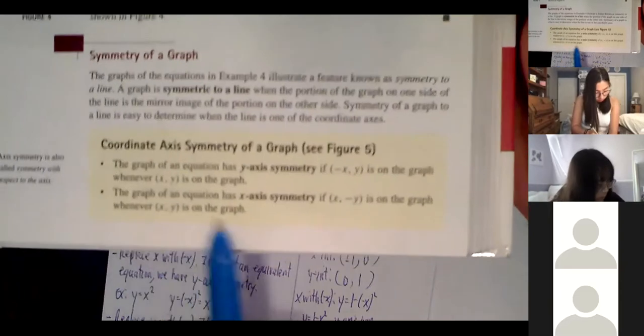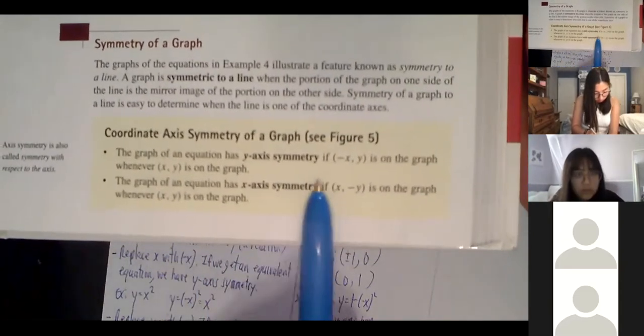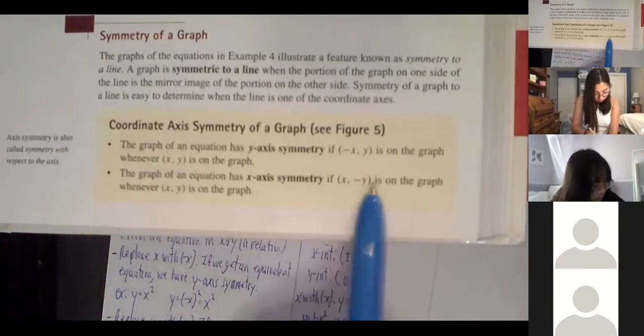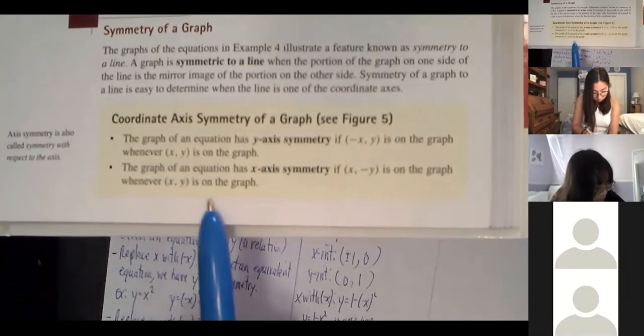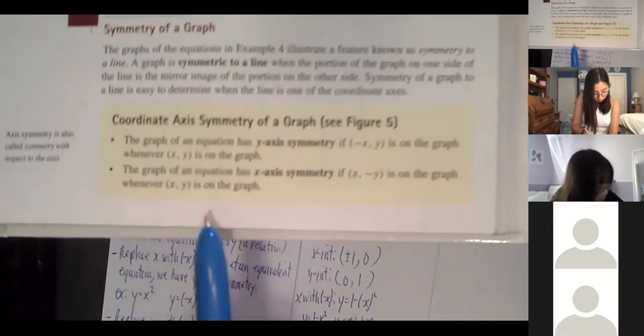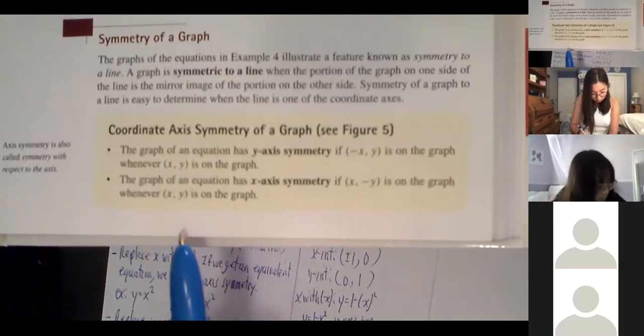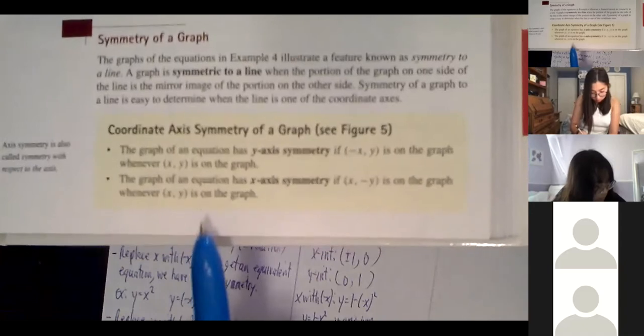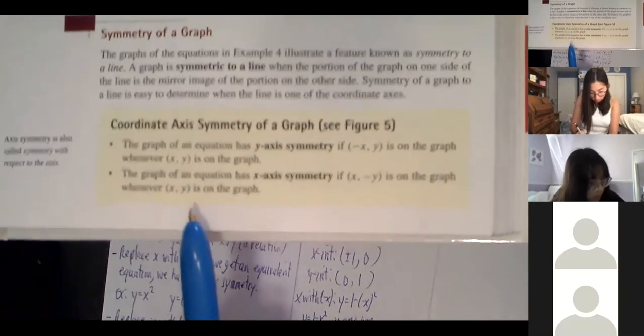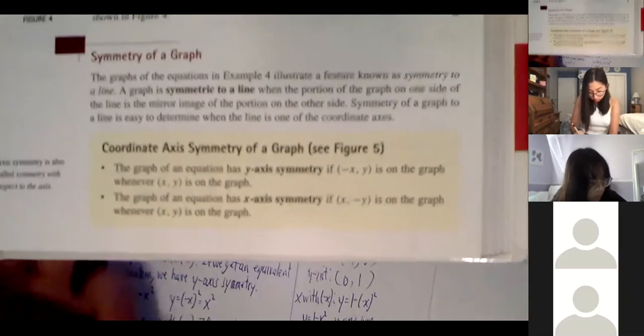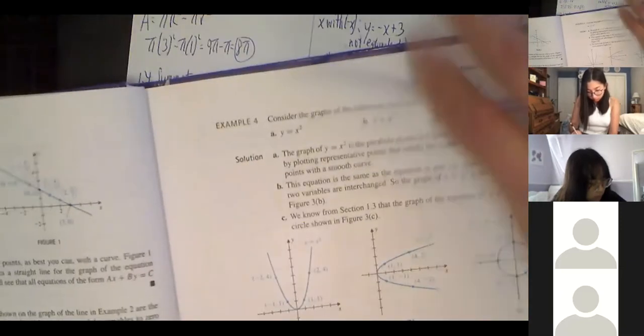The graph has x-axis symmetry if x comma negative y is on the graph whenever x comma y is on the graph. Okay. If you didn't get it all, that's okay. You can look at the video later, and I'll give you my version of it also. Now, what I'm about to show you, the wording is a little bit different, but it's equivalent.